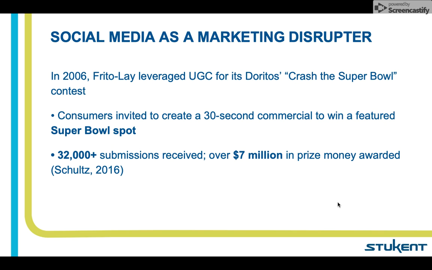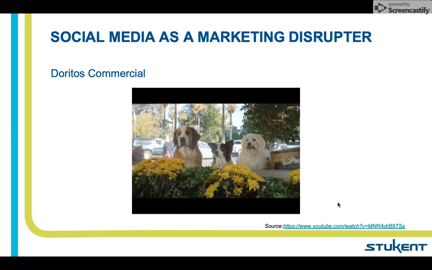An example of this, in 2006, Frito-Lay leveraged user-generated content for its Doritos Crash the Super Bowl contest. They had consumers create a 30-second commercial to win a featured Super Bowl spot. And they actually had over 32,000 submissions received and over $7 million in prize money that was awarded. You can go watch this commercial down below.